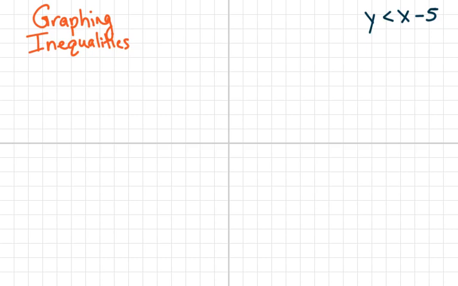All right, guys, today we're going to take a look at graphing a linear inequality. As you can see in the upper right-hand corner, I've got an example laid out for us of what an inequality would look like. This one reads y is less than x minus 5. And so we're going to go ahead and graph this on the xy axis here.